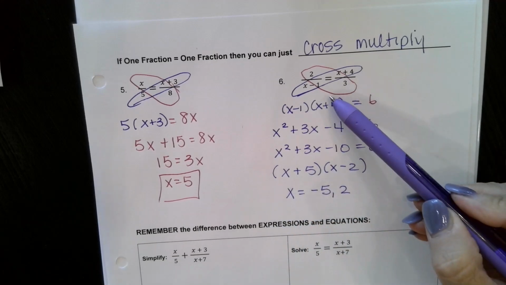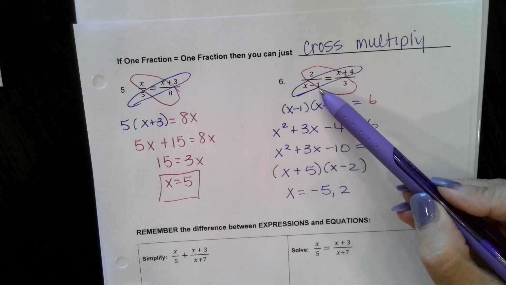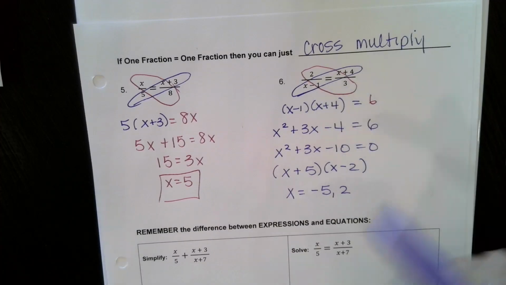And I go up here and look. This is the only one that has a denominator. I can plug in either negative 5 or 2, and I'm good.